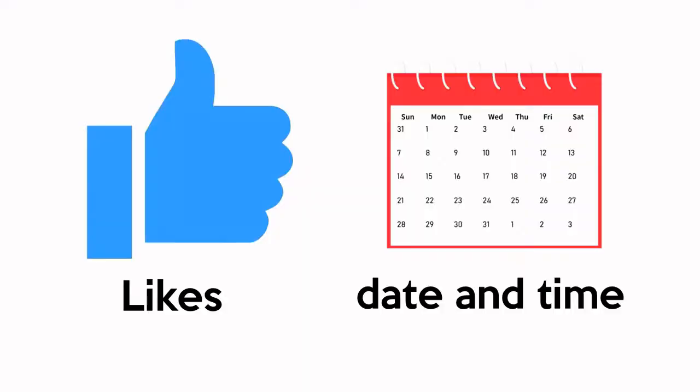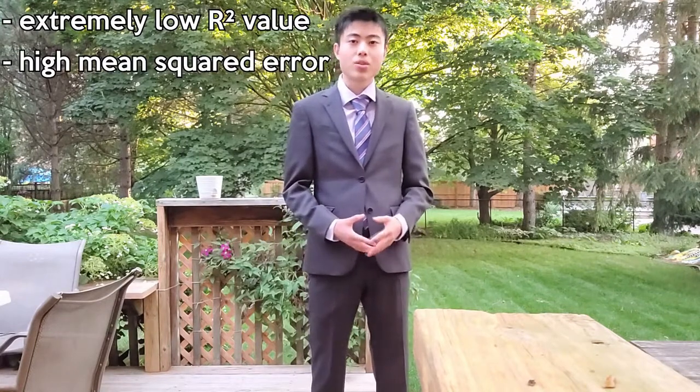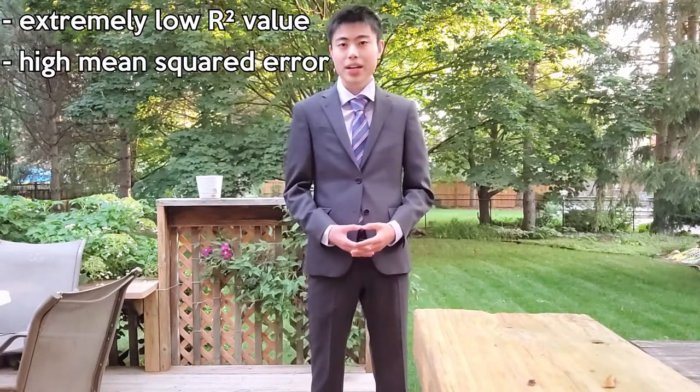Because these features are essentially independent of each other, we performed a linear regression in order to map a relationship between these tweet features and the number of retweets. We removed the number of likes on a tweet and the date-time variables, which don't really make sense to use in this context, which resulted in an extremely low R-squared value and a high mean squared error. Next, we conducted a principal component analysis on the relevant tweet features.